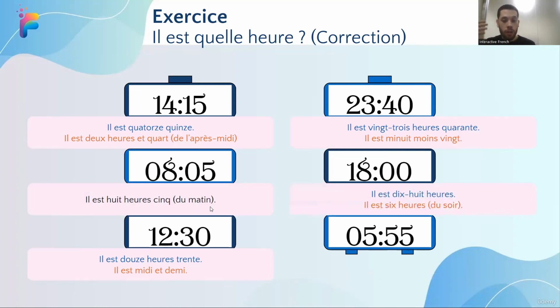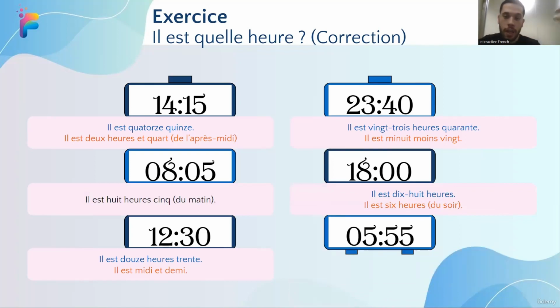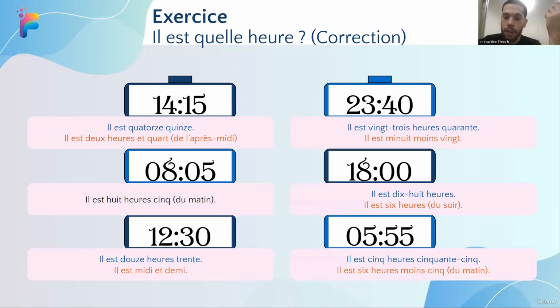For the next one, what can we say? We can say il est 18h, or il est 6h du soir. And finally, we can either say il est 5h55, 5:55, here we're saying all the numbers, or more simply, we can say il est 6h moins 5 du matin.